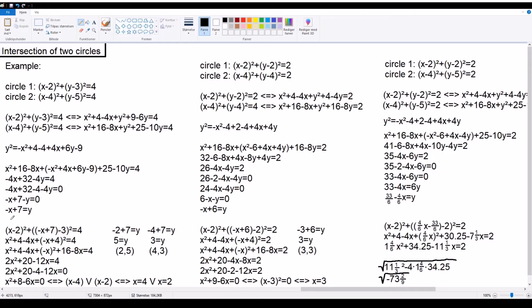So what you do is you take this line equation and then choose one of the circle equations to put the line equation into, where you replace the y in the circle equation with the line equation. So in this case, I've chosen circle 1 to replace the y in circle 1 with this line's equation. So I end up with (x minus 2) squared plus (negative x plus 7 minus 3) squared equals 4.